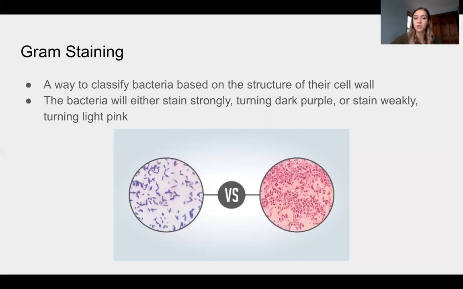So gram staining. This is definitely important to know, and it also tells you a lot about the different structures of prokaryotes. It's basically a way to classify bacteria based on the structure of their cell wall. If it stains strongly, it'll turn dark purple, and if it stains weakly, it turns light pink.